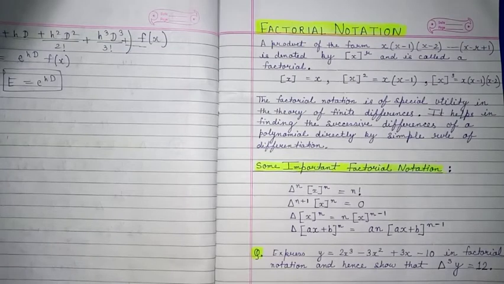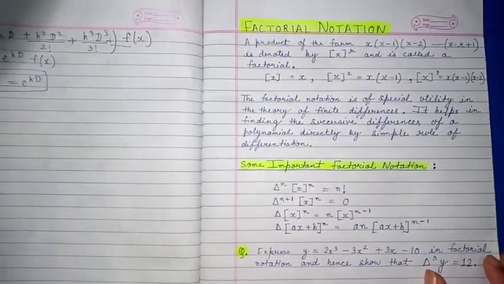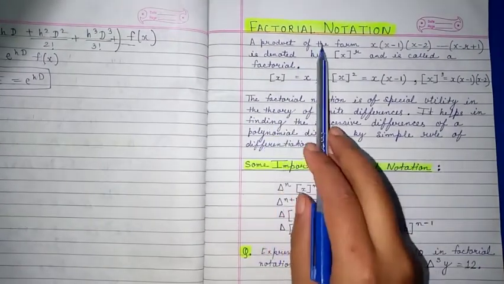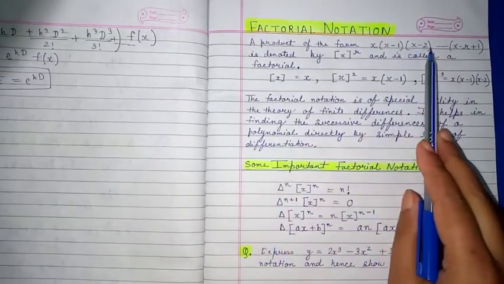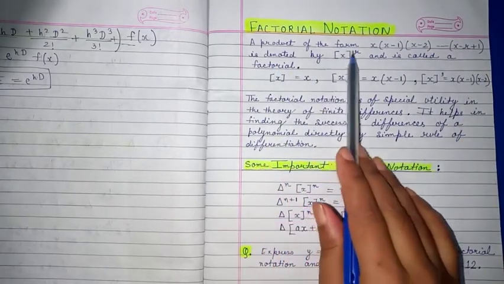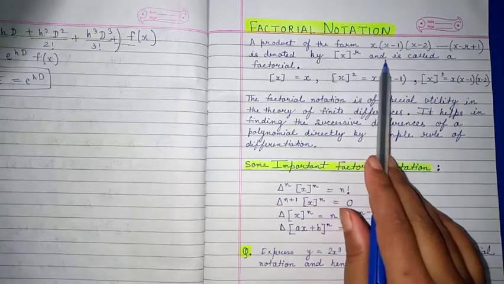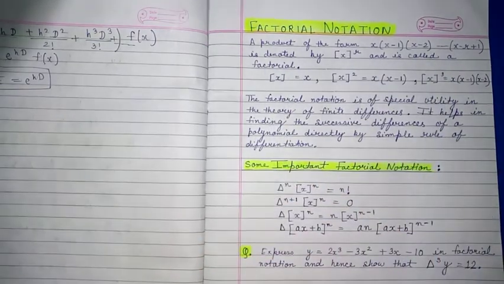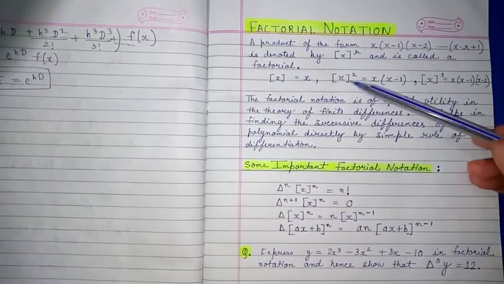In the previous lecture we studied operators, and now we are going to study factorial notation. So this is a short video on factorial notation. As the definition is already mentioned, a product of the form x(x minus 1)(x minus 2)...(x minus r plus 1) is denoted by x to the power r in brackets and is called a factorial.